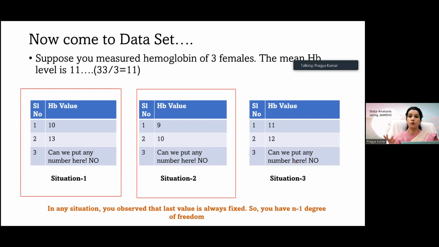You have got no choice. So you have got n minus 1 degrees of freedom. It means for the other two values, you can choose, but for the last one, you have got no choice. That means it is fixed. So the degree of freedom means you are free to choose only for two cells. That's why it is n minus 1. Have you understood up till this point?